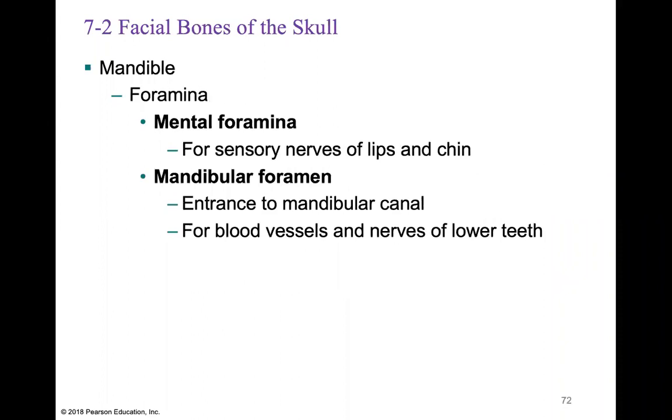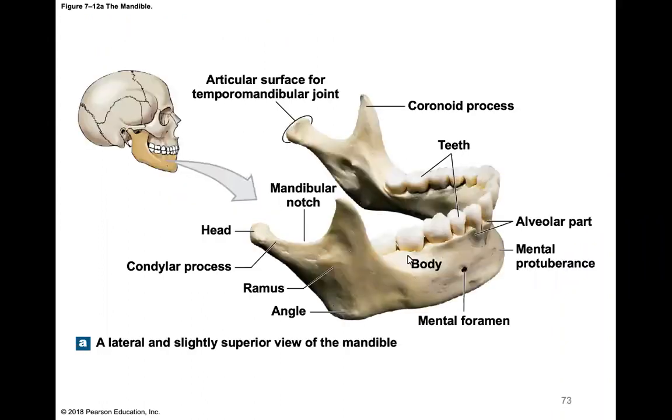You can see here, this is the body. The alveolar part is where you're going to have the sockets for the teeth. Here's the angle, and then the ramus. And then this is actually going to anchor in right here into the temporal bone and form that temporomandibular joint. The way that this sits in actually allows for a nice rocking motion back and forth for the lower jaw to move.